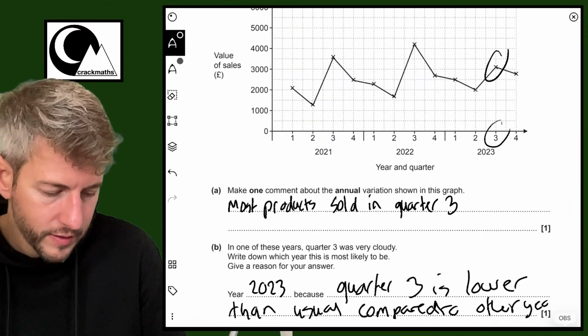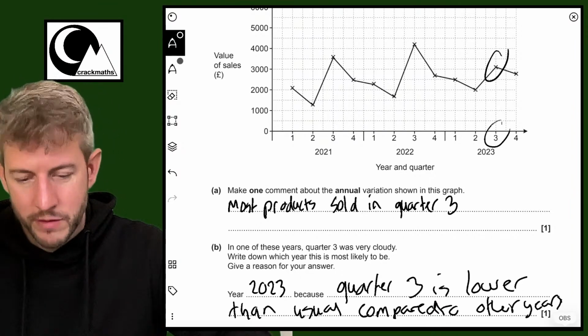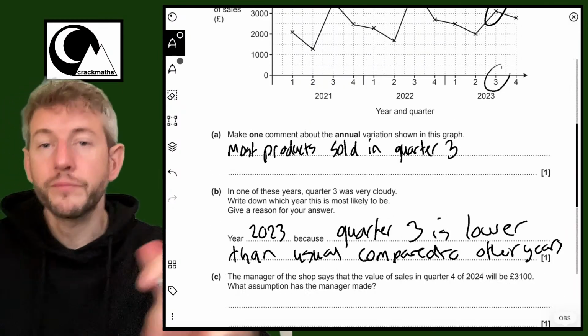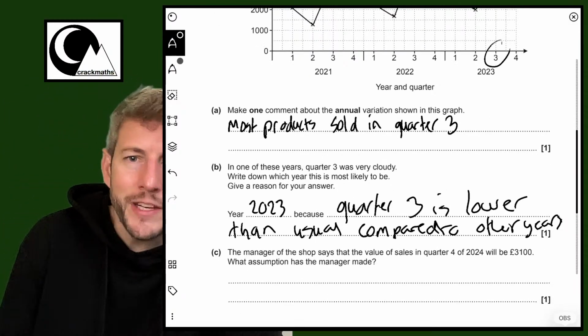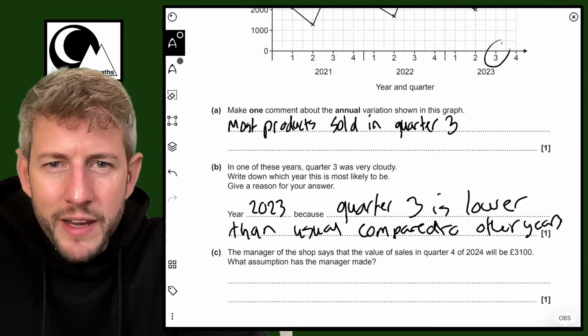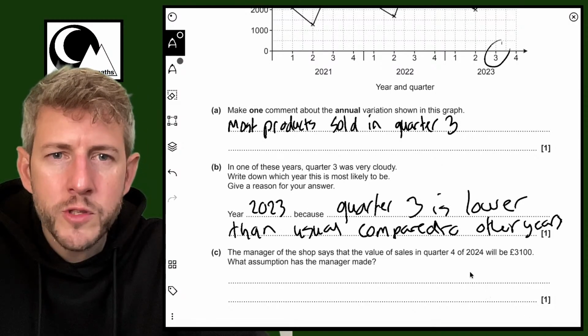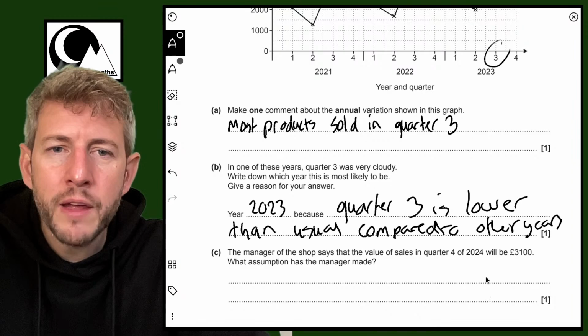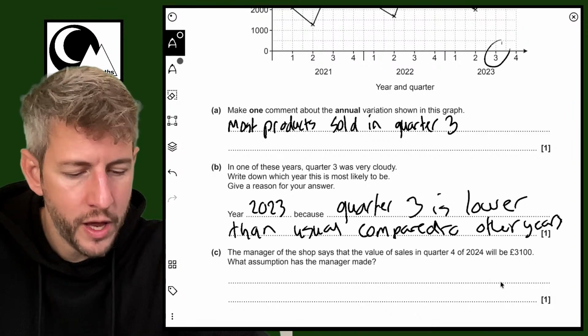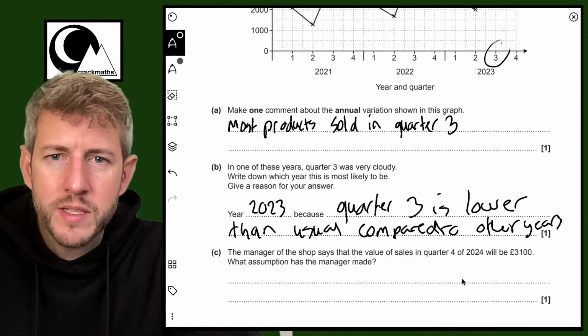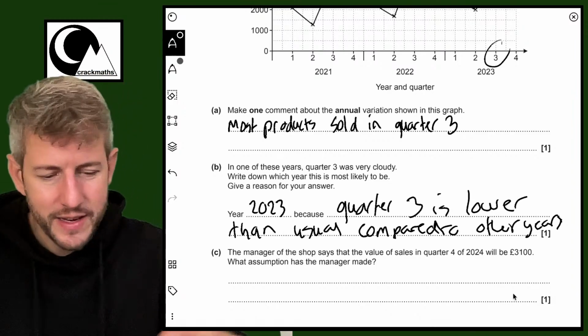Other years. Okay, right, there we go. Oh, there's a part C. Part C says, the manager of the shop says that the value of sales in quarter 4 of 2024 will be £3,100. What assumption has the manager made?